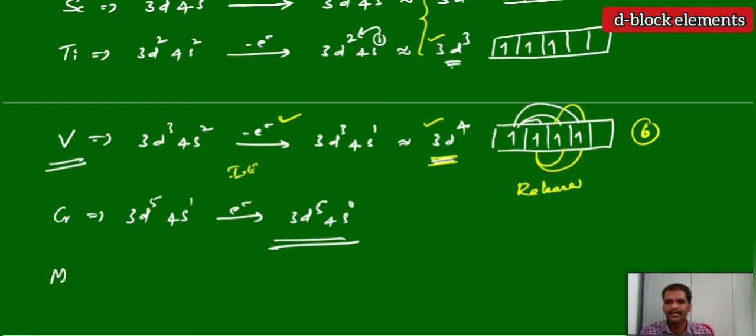Similarly, in case of manganese also, manganese we have 3d5 4s2.